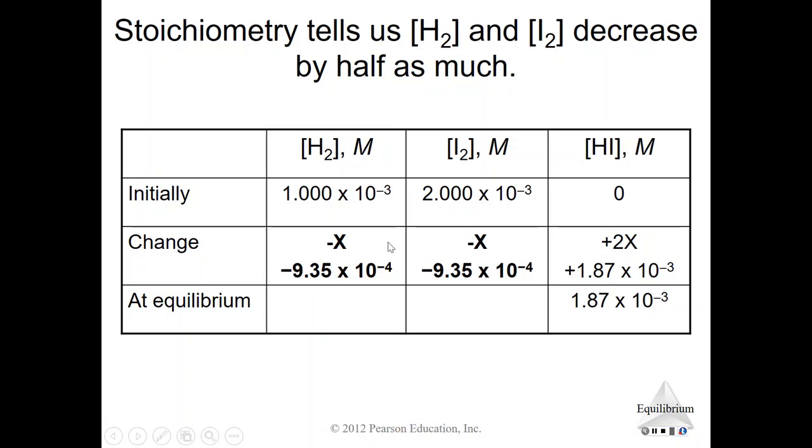So I want you to look at this as kind of like the second change here is 2 lines. So first I said, all right, so this increased by 2x, some amount times 2 because its coefficient was 2. So these decreased by x. So if I take this number, 1.87 times 10 to the minus 3, and divide it by 2, that's 9.35 times 10 to the minus 4. Okay? So it changed by x amount, both of them did. The HI changed by 2x. Why? Because of the balanced chemical equation.